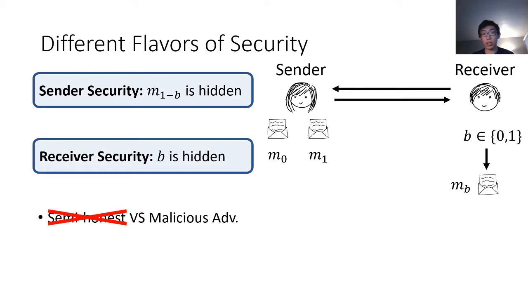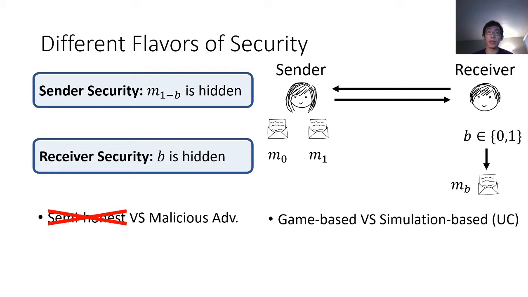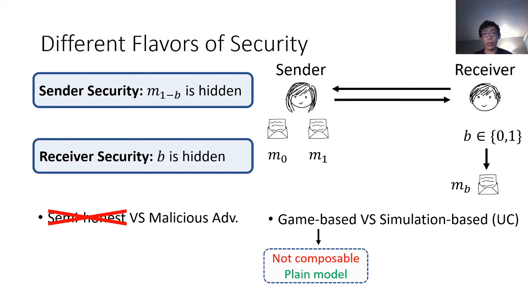In that case, then comes the question of how we model security. There are essentially two main ways of modeling security, either using game-based definitions or simulation-based definitions. Here I'm referring to the universal composability framework. Each of them has advantages. The main advantage of game-based definitions is that they can work in the plain model, but the main drawback is that they're not composable. So even if the primitive is secure as a standalone, it's not clear that security still holds if used within a larger protocol.